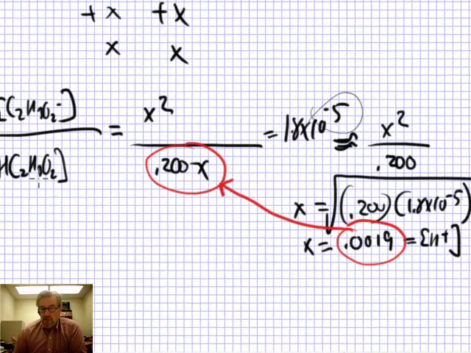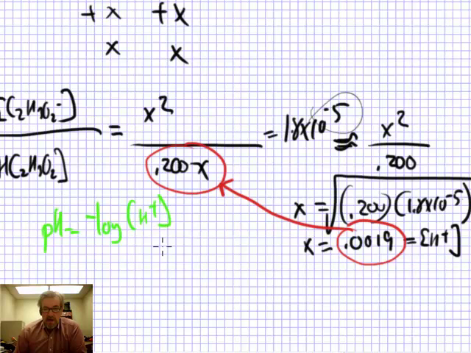So now that we know the H+ concentration, we can calculate the pH. So pH, remember, is equal to the negative of the base 10 logarithm of the H+ concentration. So in this case, pH is minus the base 10 log of 0.0019, and that works out to 2.72. And that number makes sense because this is an acid, and that pH value is less than 7.